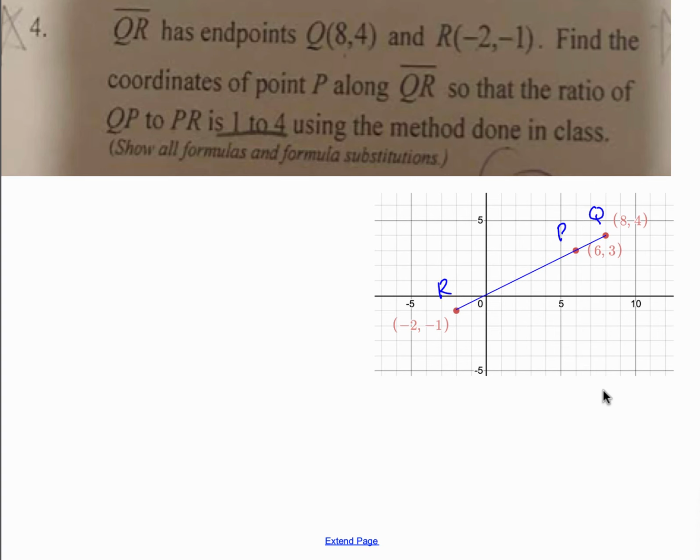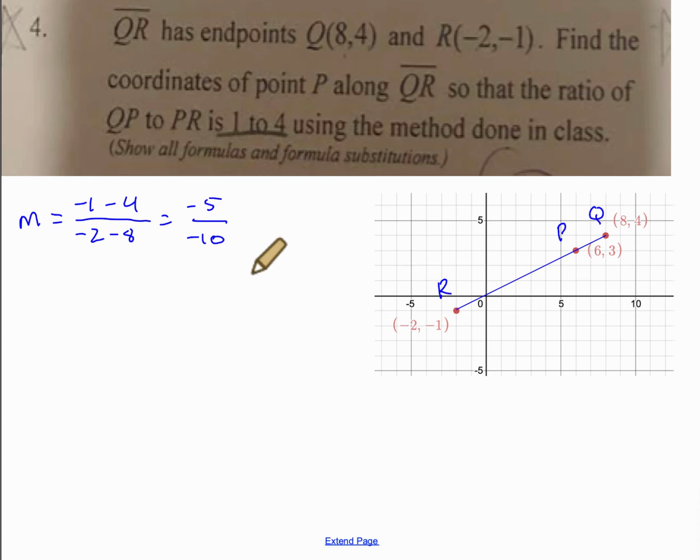All right, so first thing we need to do is to find the slope of the segment QR. So when we find our point, it's going to be on that line and not just randomly somewhere else. So the slope is going to be equal to -1 minus 4 over -2 minus 8. And that's equal to -5 over -10.